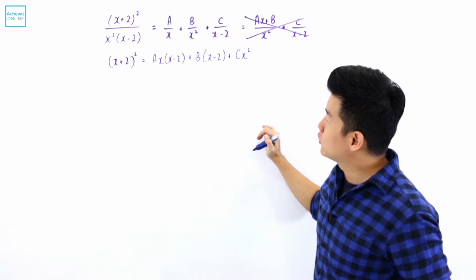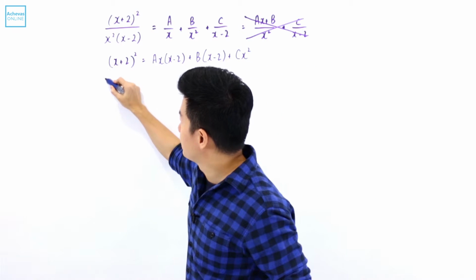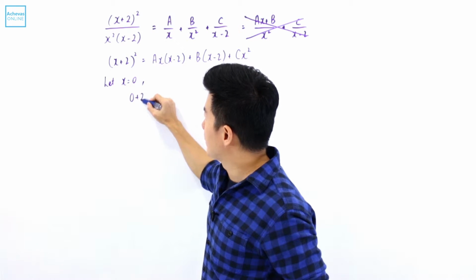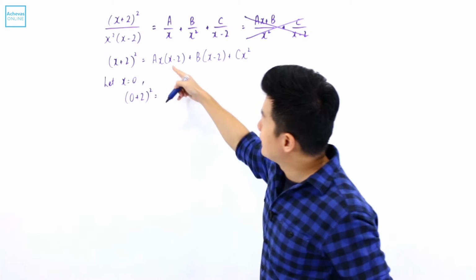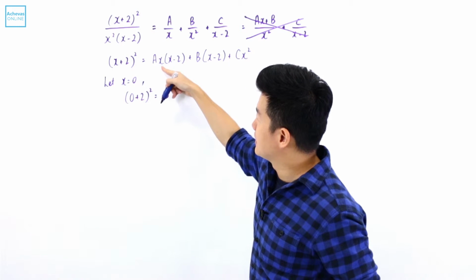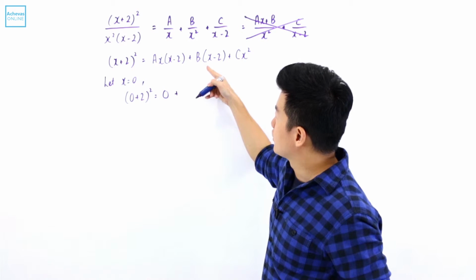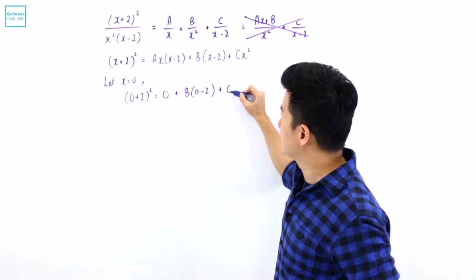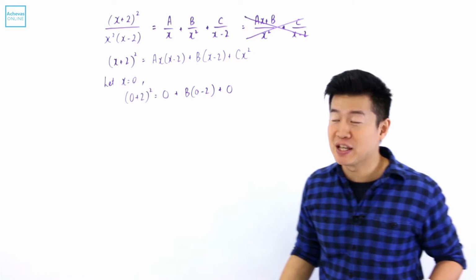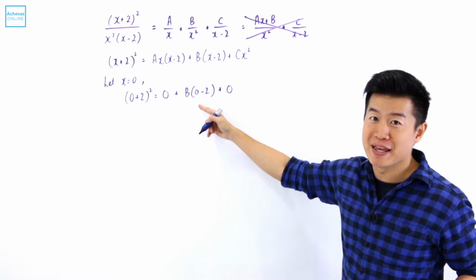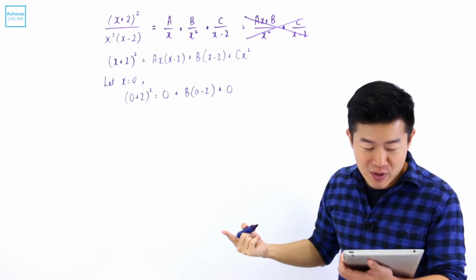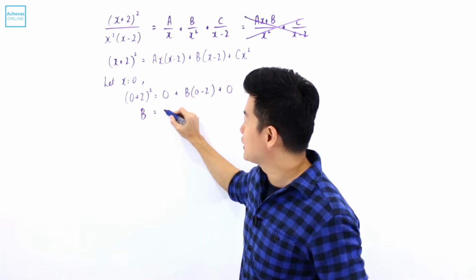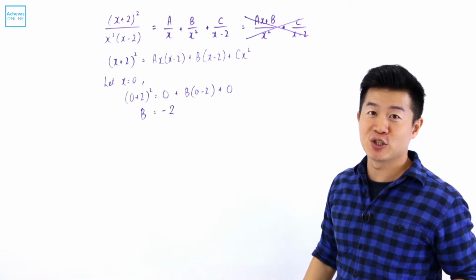For example, if I were to let x be equal to 0, on the left hand side it is going to be 0 plus 2 squared. And this term will disappear because x is 0. And for this, it is going to be b times 0 minus 2. And this other term will disappear. So immediately with x equal to 0, I will be able to solve for b. This is a convenient value of x that we have observed, and because of that, b is simply equal to minus 2.